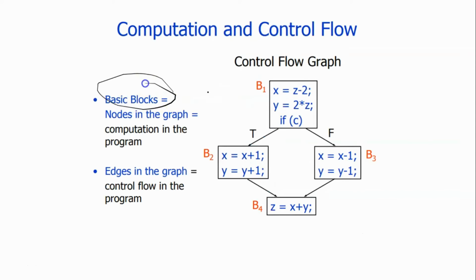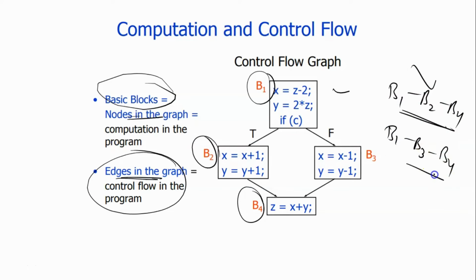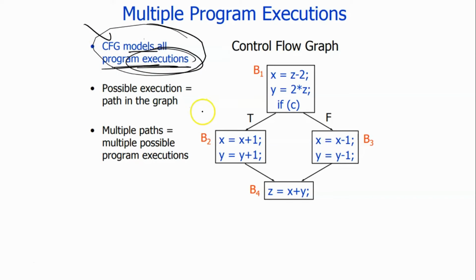So now you can see these are the basic blocks, B1, B2, B3. Edges are basically telling you that there is a possible control flow. For example, when you are executing this program, it is possible that from B1 you can go to B2. So this execution order is possible. This is one possible execution order, and this is another possible execution order. Remember, this CFG models all program executions. This is what I wanted to tell you.